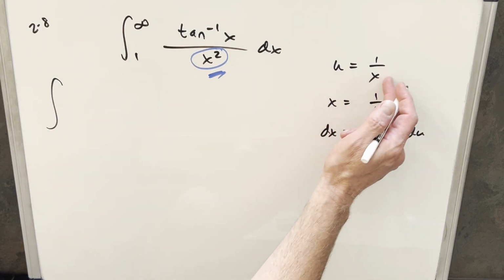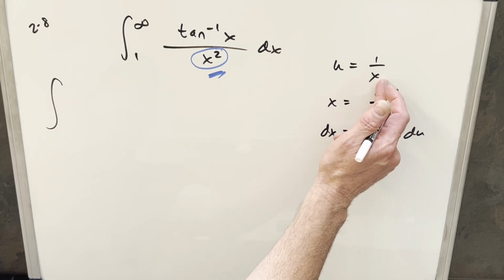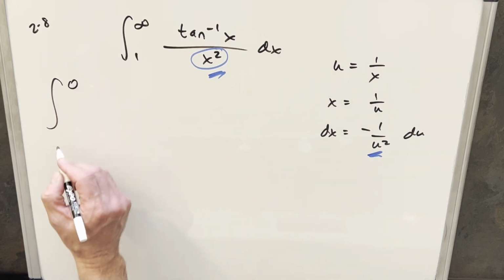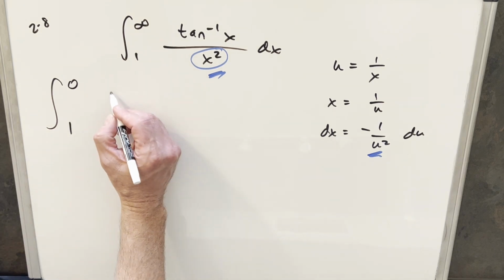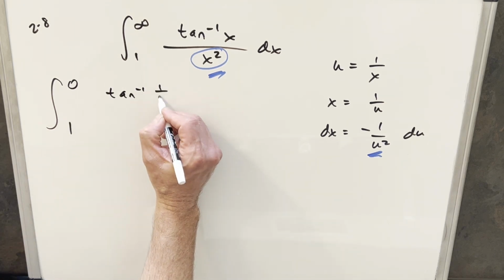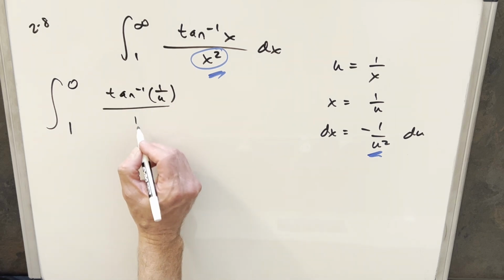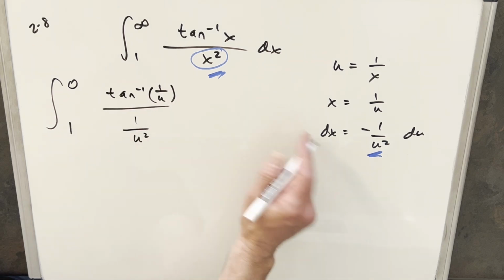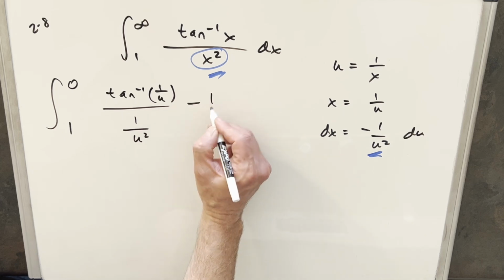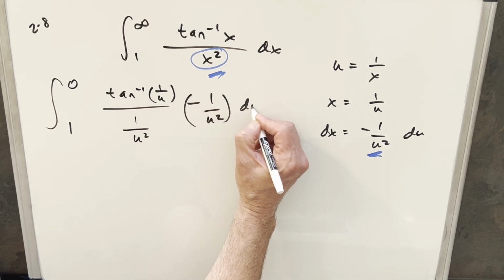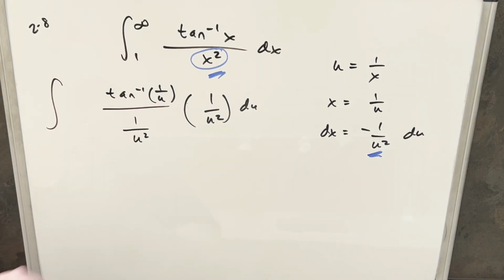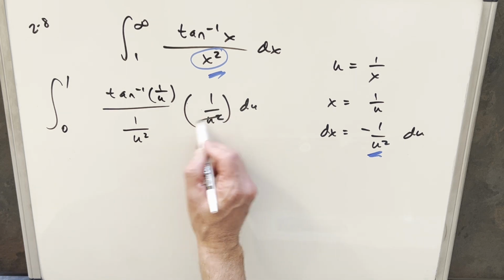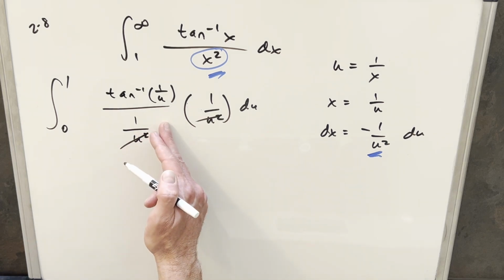Looking at the bounds, when we plug infinity in for x, our u value goes to 0. Plugging in 1, our u value is 1. Then arctan becomes arctan of 1 over u, x squared becomes 1 over u squared, and our dx becomes this minus 1 over u squared du. I can take the minus sign and use it to swap the bounds, so this will go from 0 to 1. Then this u squared cancels with this, and now this does seem simpler.